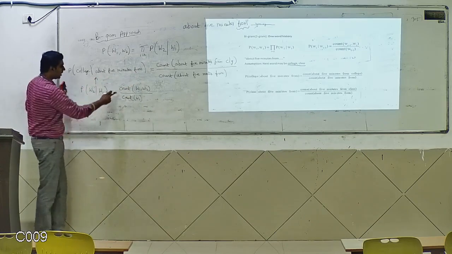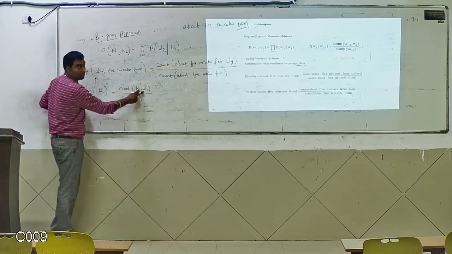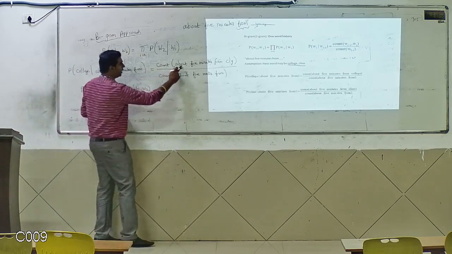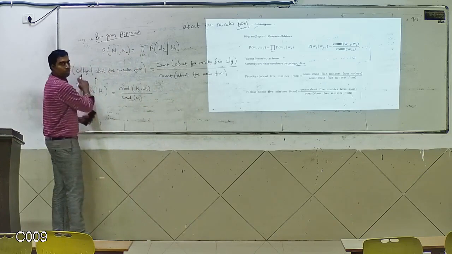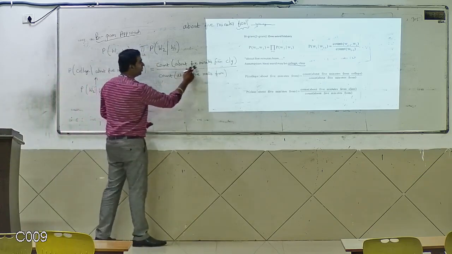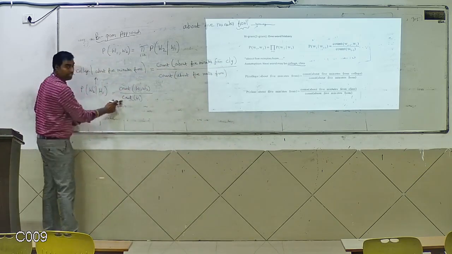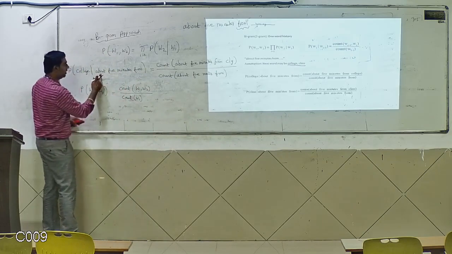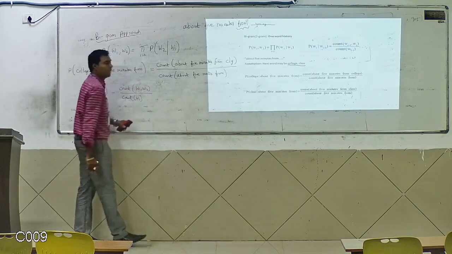Come to the right side. Count of W1 comma W2 together. What is W1? "About 5 minutes from", I am writing here. What is W2? W2 is college, so I am writing here count of "about 5 minutes from college". What about the denominator? Count of W1. What is W1 here? "About 5 minutes from", I am writing here.